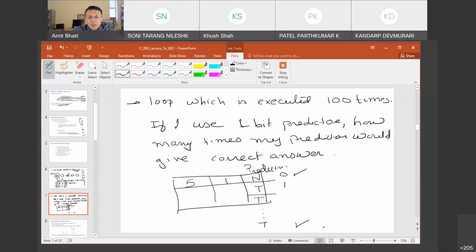In the hardware, it could be anywhere, but we are putting the answer over here. You can read this table like this: if my PC address is 5, then I will go to target 1 if my predictor is taken, and I will not go to target 1 if the predictor is not taken. So if this is not taken, it will go to 6. If this is taken, then 5 will go to 1.